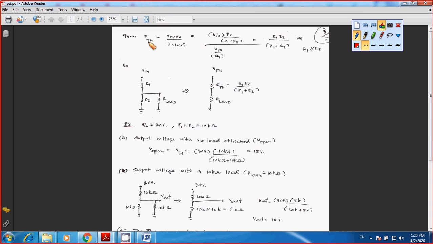Then your RTH is going to be V open divided by I short. Your V open from the previous circuit is equal to V in multiplied by R2 divided by R1 plus R2, and your I short is going to be equal to V in divided by R1. So you end up with R1 R2 divided by R1 plus R2, or simply R1 in parallel with R2. So that's the net resistance.